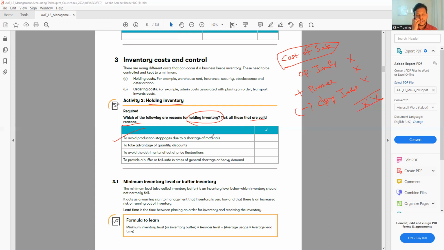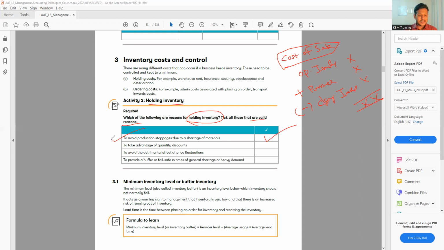Do you think it could be the reason? That's why I keep some stock. Maybe the production will be stopped because of a shortage of our material. So the answer is yes. For that reason, I can hold the inventory in my stock.